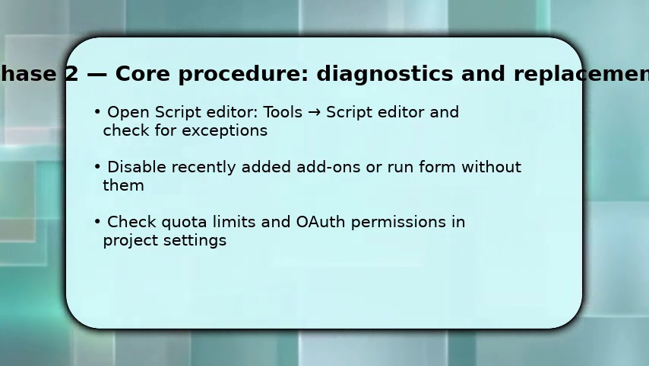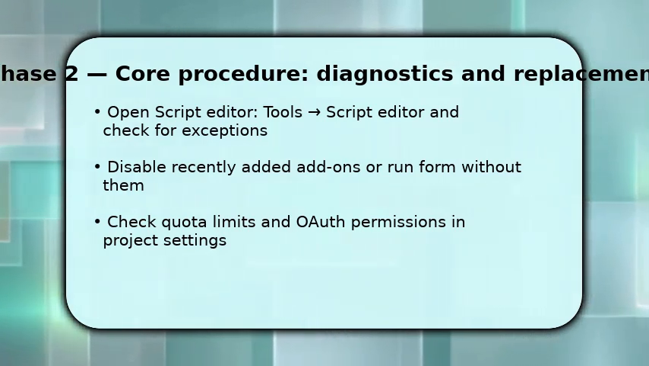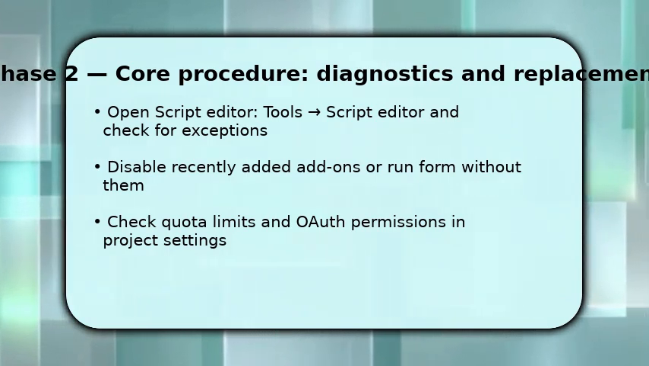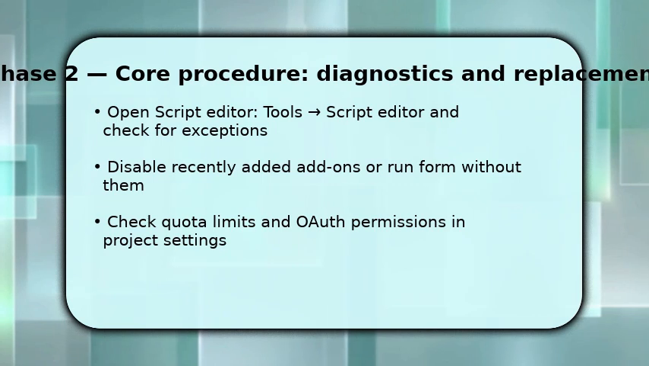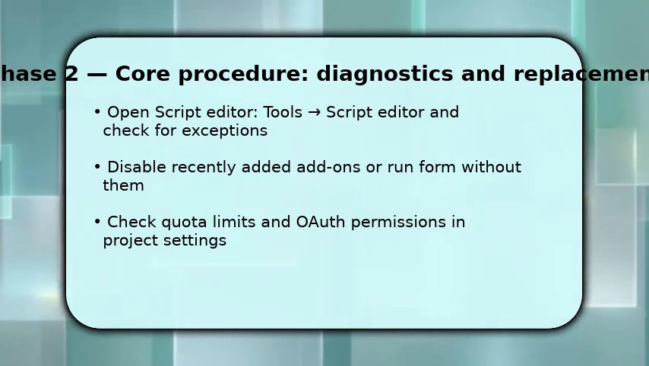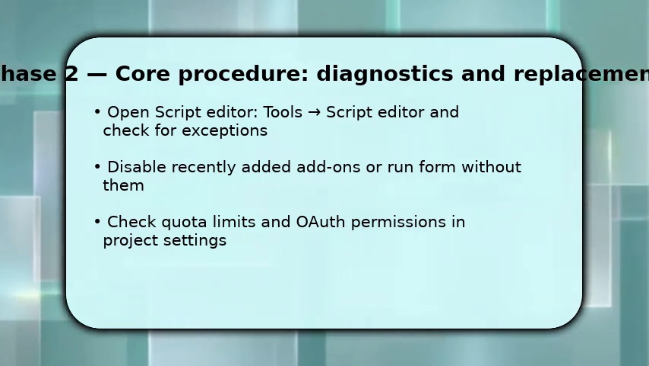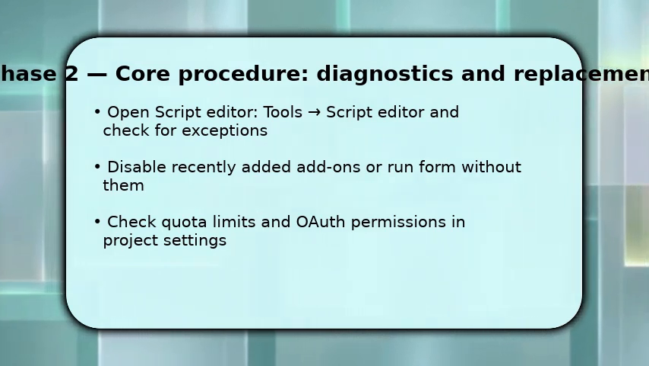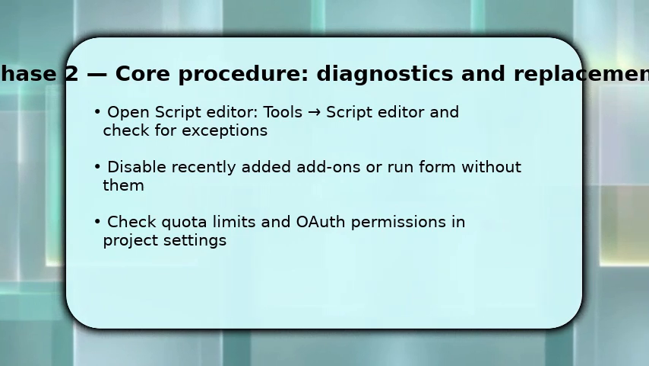Then, disable any recently added add-ons and retest the form. Add-ons frequently conflict or request missing OAuth scopes. Also review quota limits and permission prompts, because exceeded quotas or denied scopes cause runtime failures. Once you isolate the failing element, you can apply a targeted fix or rollback.